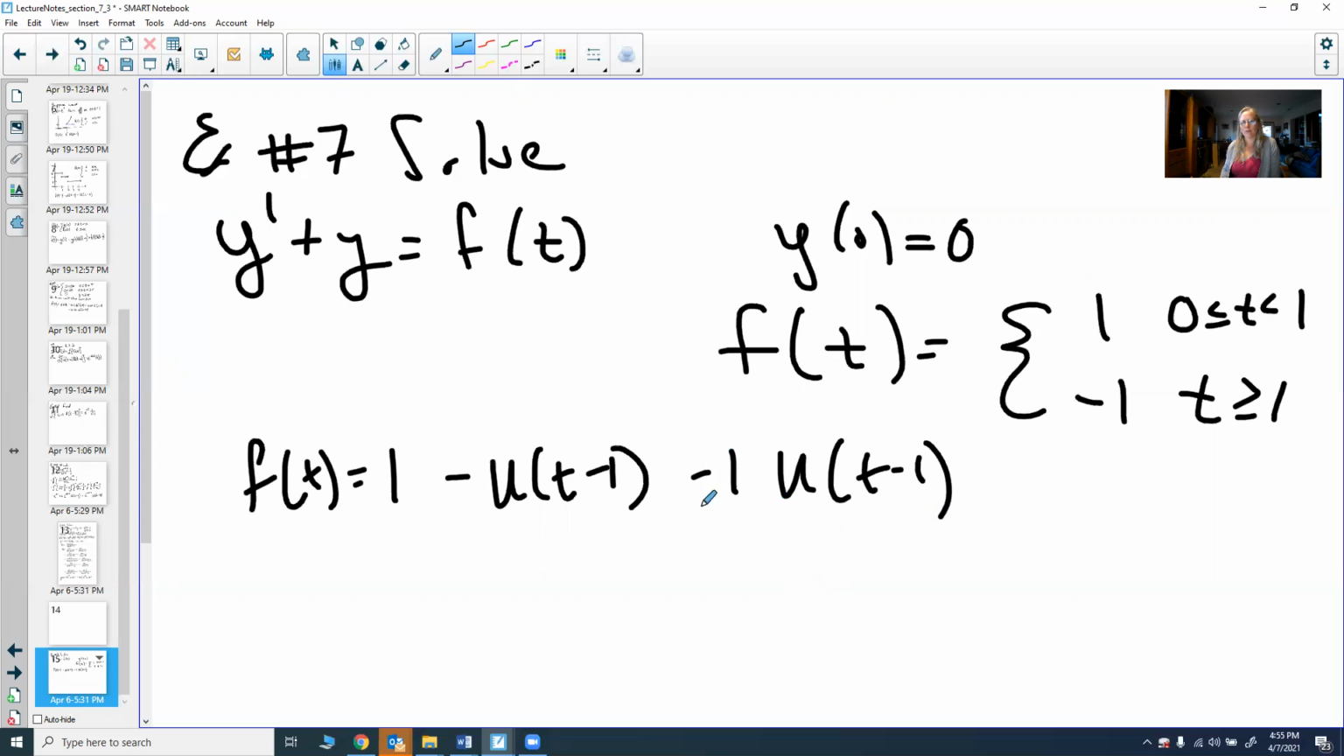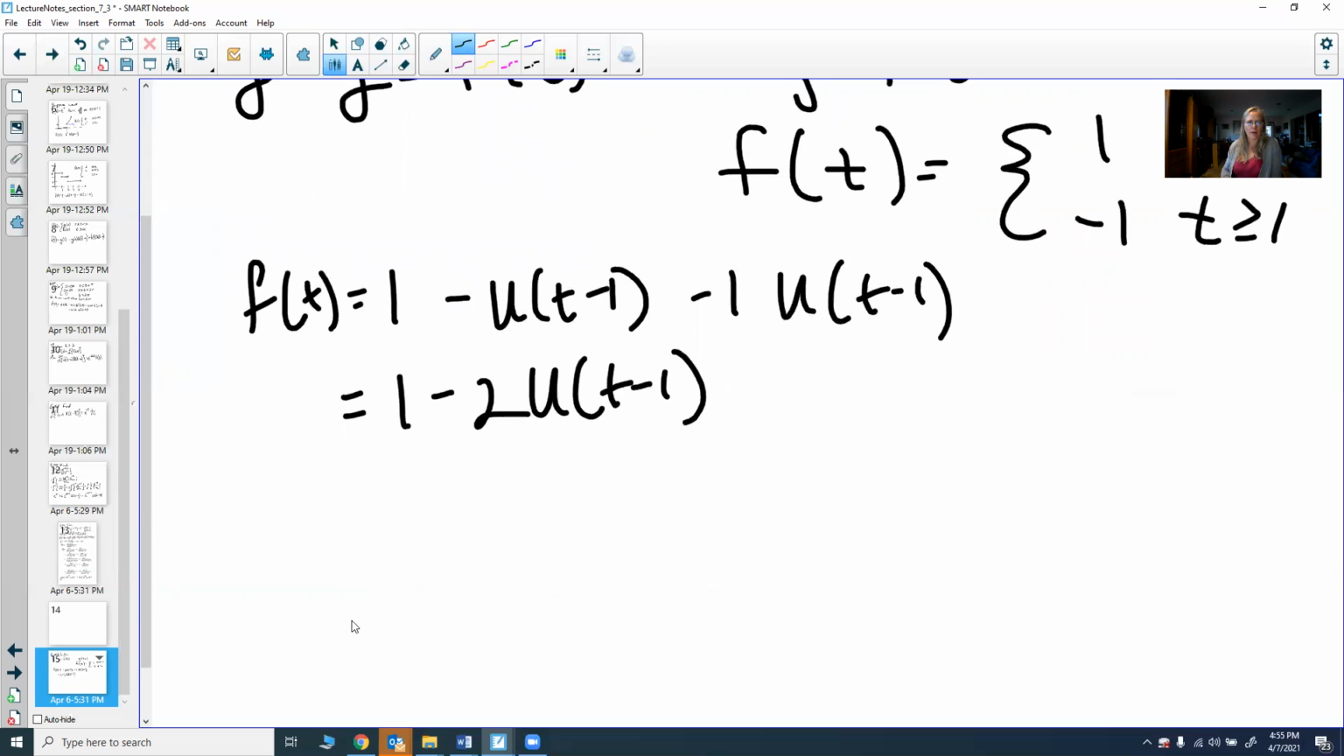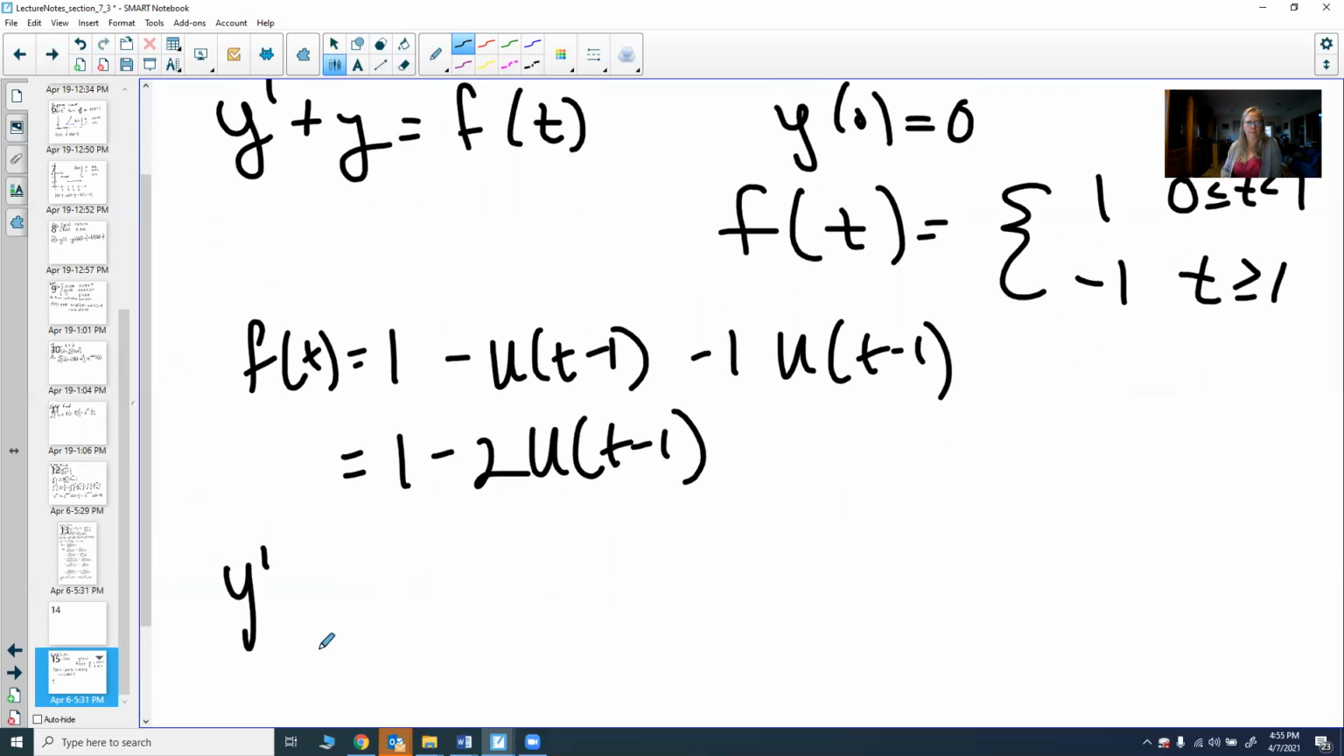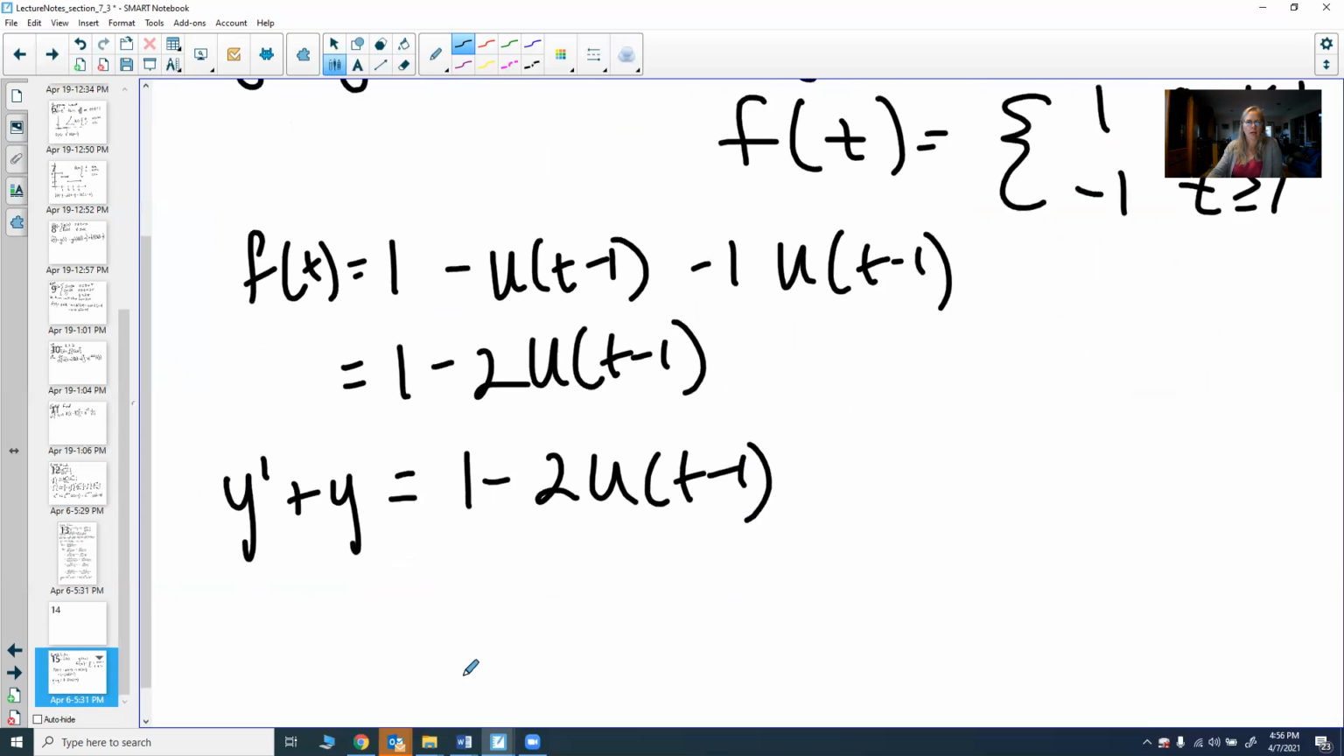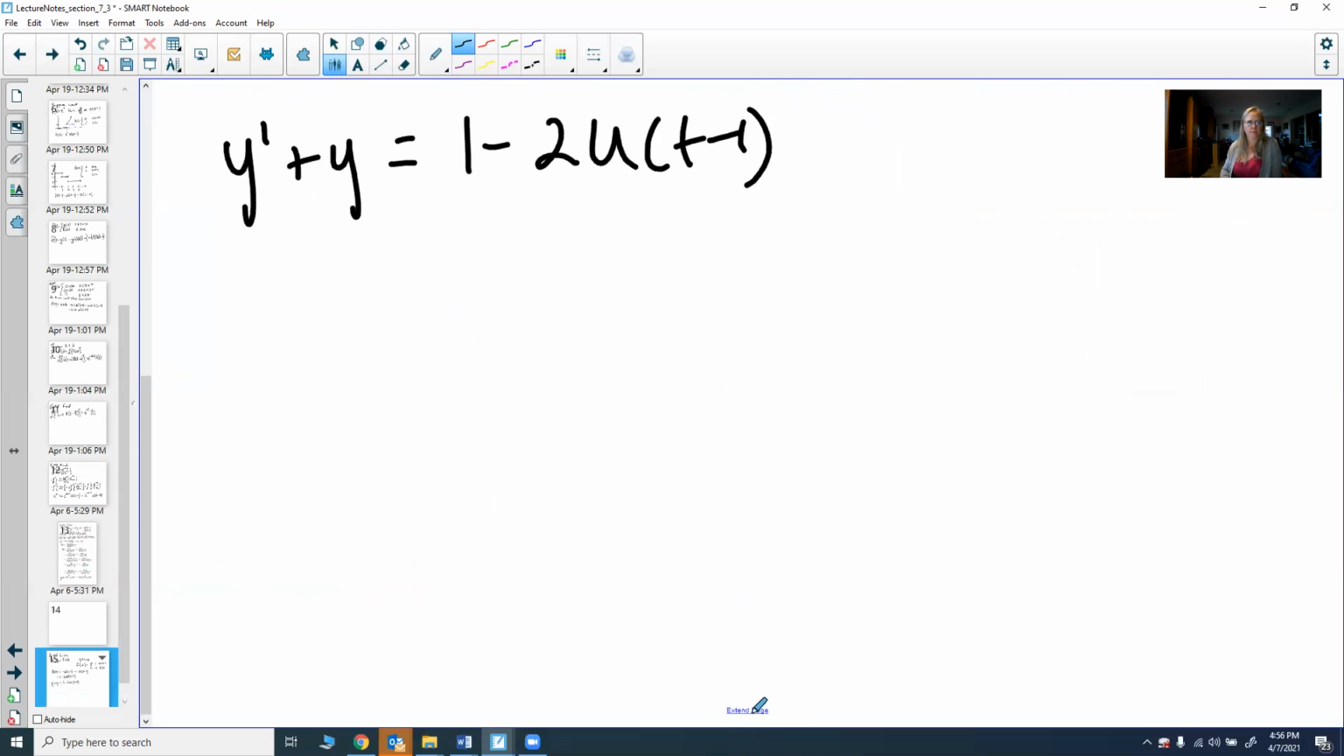So I'm really adding a negative 1 here. It doesn't look like it, but I'm really adding a negative 1 times u of t minus 1. That turns this one on. And now I can see that I actually am going to have 1 minus 2 u of t minus 1. So there's my function. There's my f of t. So now I can think of this as y prime plus y is equal to 1 minus 2u of t minus 1. So now we'll do the Laplace transform of both sides.